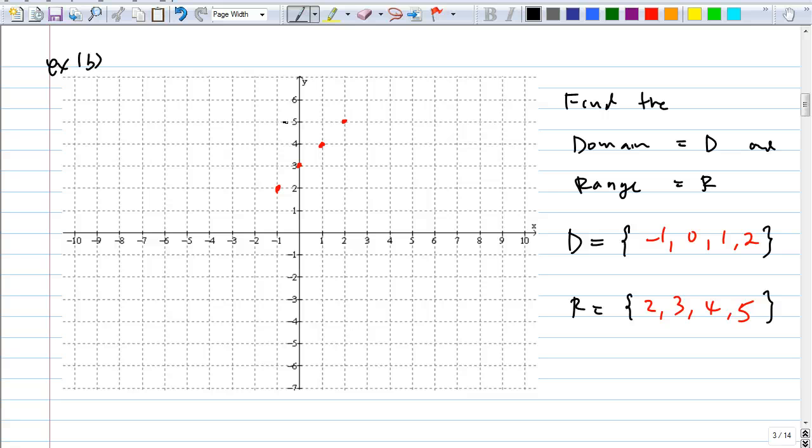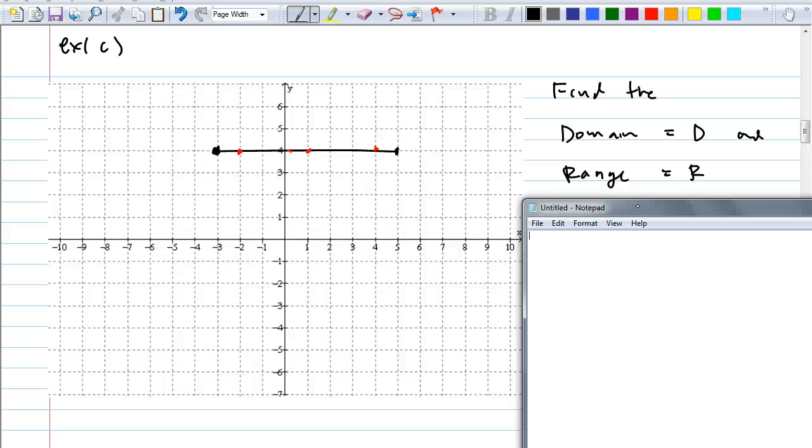Easy? Okay. Then let's try this. This one's a bit different than the one we had. You have a horizontal line. First of all, is this a function or not a function? It's a function, of course. It passes the vertical line test. Can you guys tell me the domain and range for this? Go ahead, everybody try.